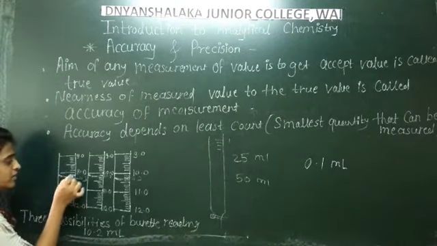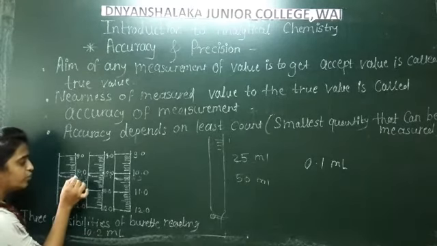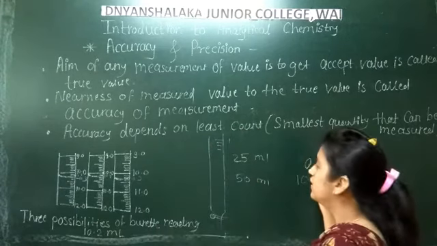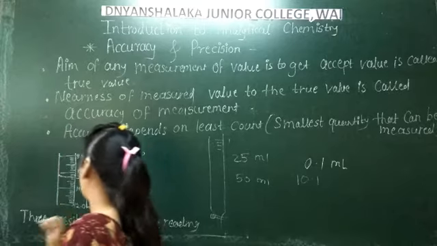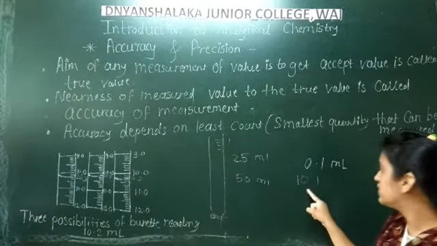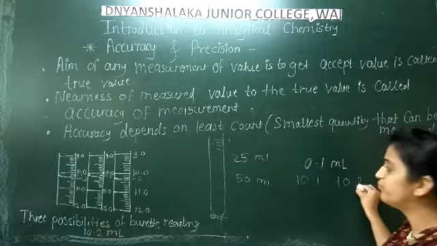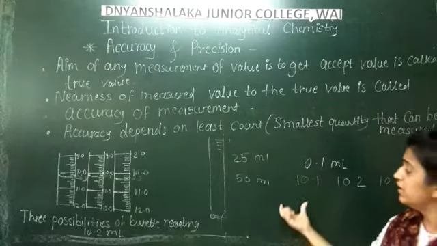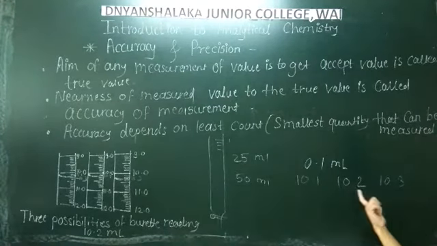In the first reading, the upper layer is joined to 10.1 but the lower layer is at 10.2. So the three possibilities: the first reading is 10.1 or 10.2, the second reading is 10.2, the third reading is 10.3. Students performing the volumetric titration get three different readings.